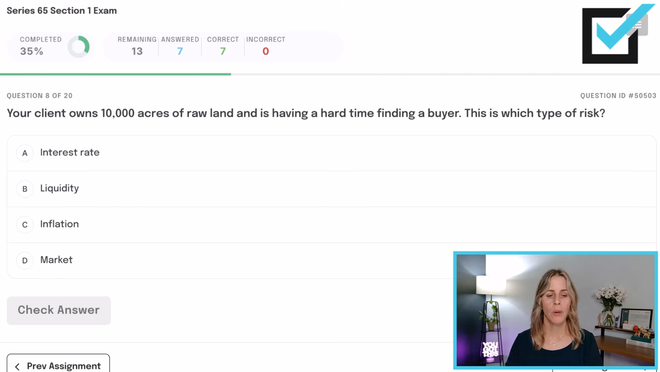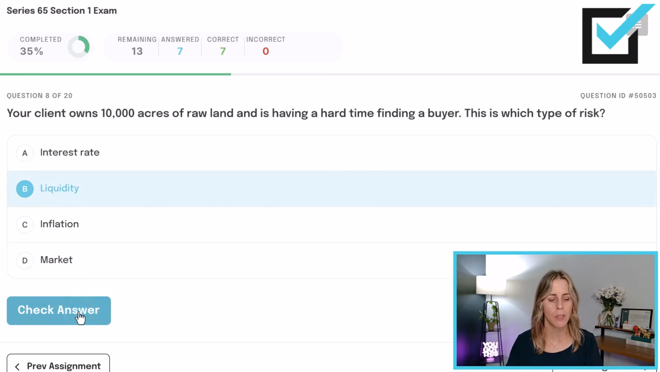Your client owns 10,000 acres of raw land and is having a hard time finding a buyer. This is which type of risk? Interest rate, liquidity, inflation, or market? They're having a hard time finding a buyer. That is liquidity risk, also referred to as marketability risk, when something's hard to sell.